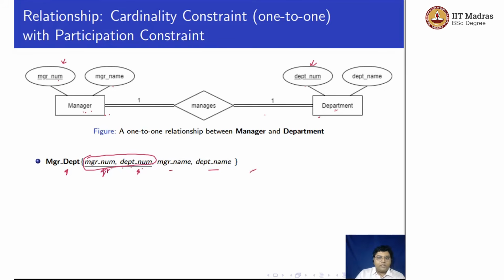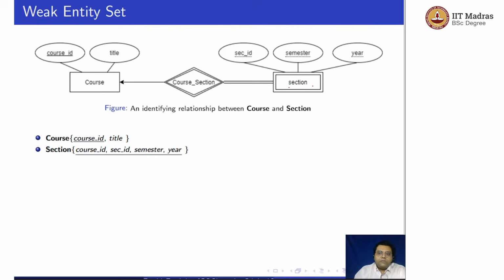So this is how we can show the full participation on both sides in a one-to-one situation. Now in this example, we'll consider a weak entity set. So here, if you consider the example, this section is a weak entity set, right? Whenever we have a relationship with a weak entity set, so this course is related with the section. Section is the weak entity set. You have to remember it must always be a 1 to n or 1 to many cardinality, right?